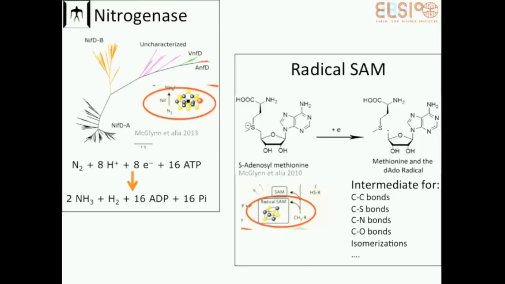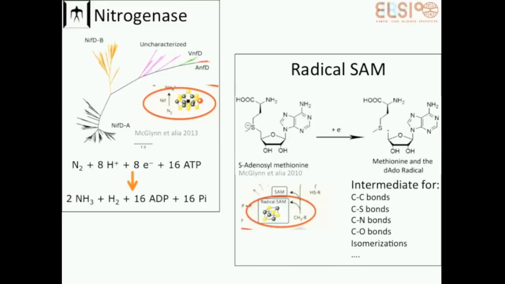Radical SAM protein family, they all carry out the reaction shown on the right. They take S-adenosylmethionine, which is a cool sulfonium ion, and they donate a single electron from an iron sulfur cluster onto that sulfonium ion, and then they make this deoxyadenosine radical that you see on the right. And that deoxyadenosine radical can go on and do almost any chemical reaction that you want to dream up. It's a wonderfully and amazingly diverse chemically reactive enzyme. It's found all over the place in biology. It probably is a good candidate to include in the LUCA.